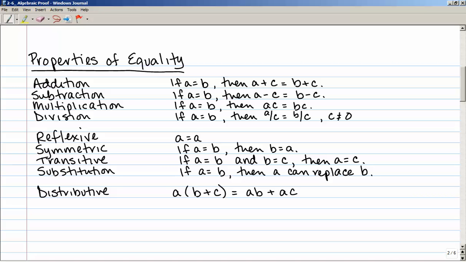The reflexive property says A equals A. In other words, anything is equal to itself. The symmetric property, if A equals B, then B equals A. In other words, you can flip-flop things around the equal sign. Transitive property, if A equals B and B equals C, then A equals C. Substitution, if A equals B, then A can replace B. Wherever you see an A, you can substitute in a B. And then the distributive property, you're probably pretty familiar with.